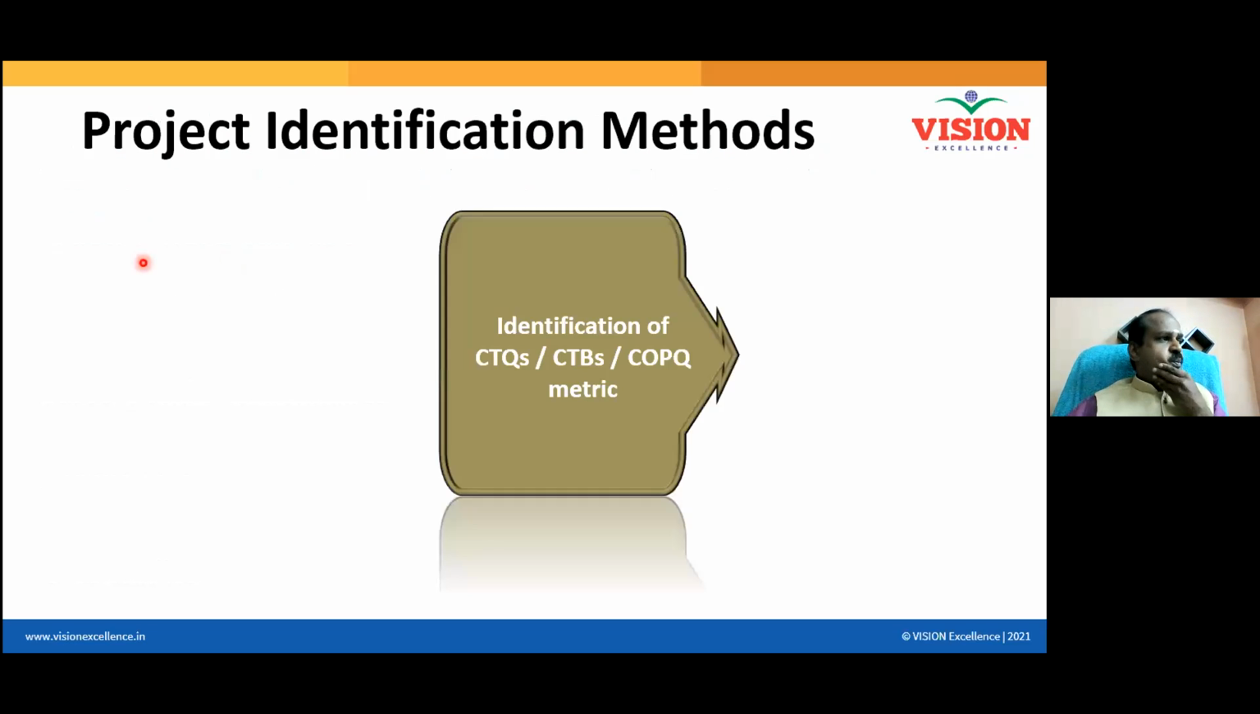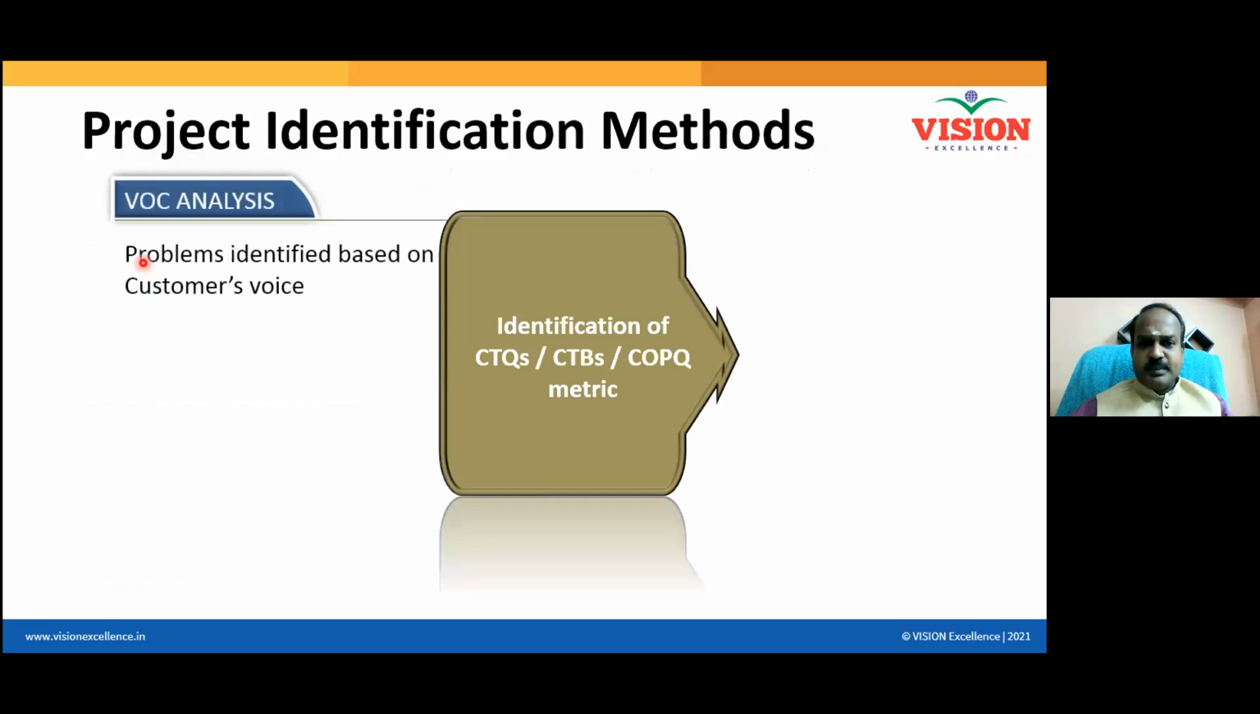All right. So project identification methods are nothing but you can identify problems based on the customer's voice. Customer can be external, customer can be internal. And how many of you have some mechanism to listen to your external customer? Hope all of you will be having, right? And similarly, do you also have mechanism to receive internal complaints from the internal customers? Who are internal customers? Maybe all your employees, right? All your employees are also internal customer.